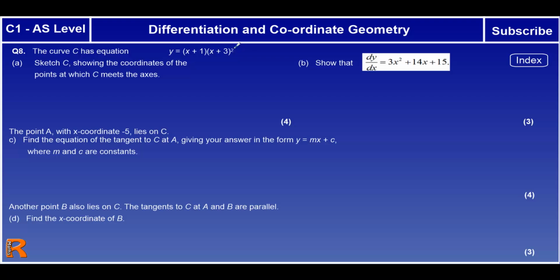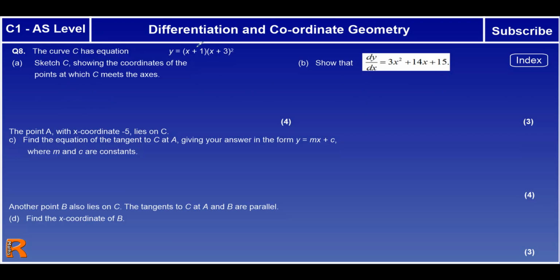It starts off with sketching a graph, then we've got some differentiation, and then we've got to find the equation of a tangent, and then we've got to find the x-coordinate of another tangent that's parallel to this tangent. So it's using a lot of coordinate geometry and differentiation understanding.